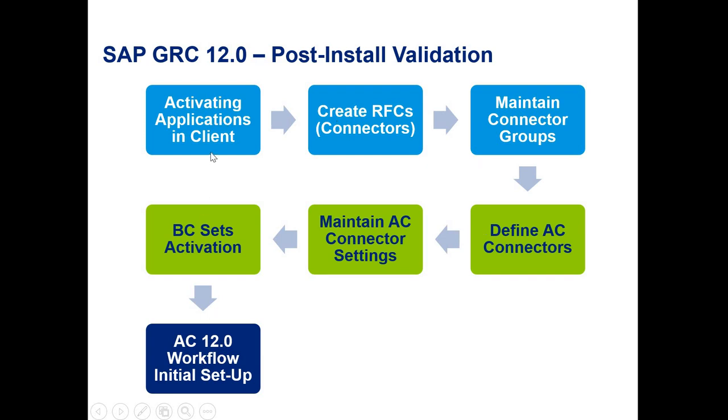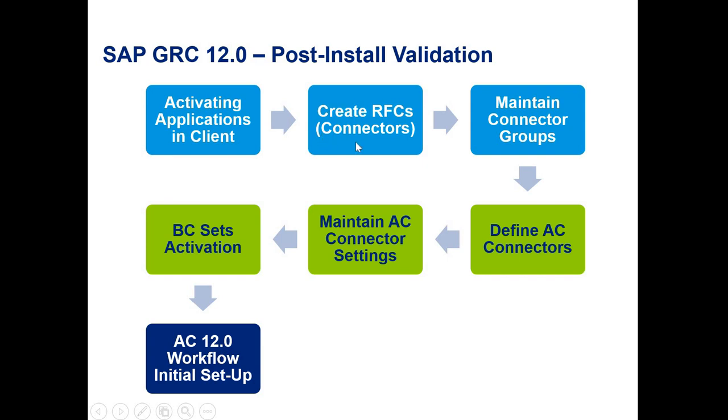So in this activity these steps are there. I will explain what each one really is, and then we will show you some steps in the system. The first step is activating the application in the client. By default, GRC will have access control, process control, and risk management. Whichever module you want to utilize or activate, that switch or initial configuration is there. So we have to switch one on: access control, process control, or risk management.